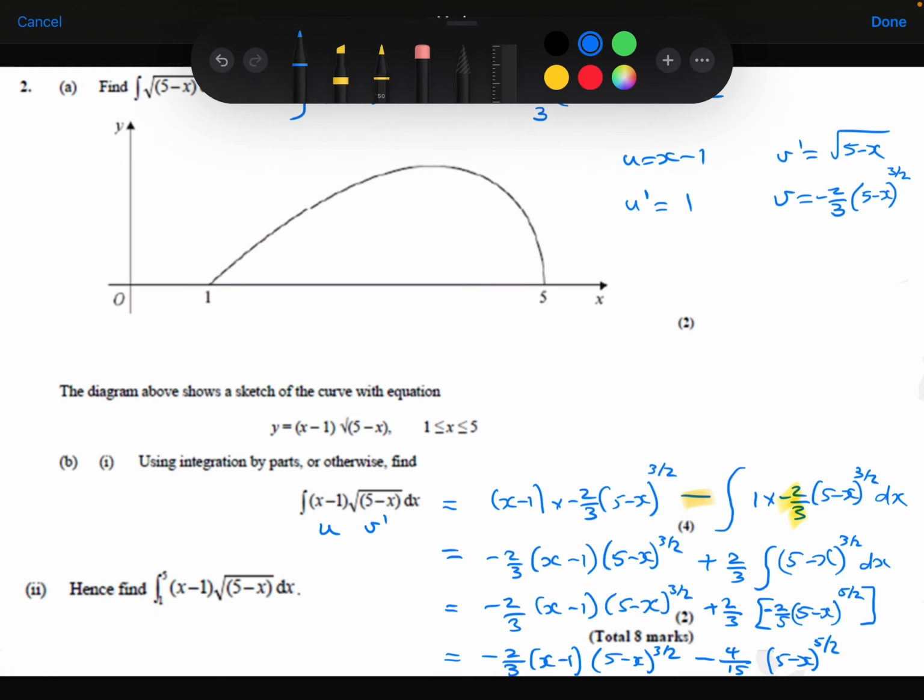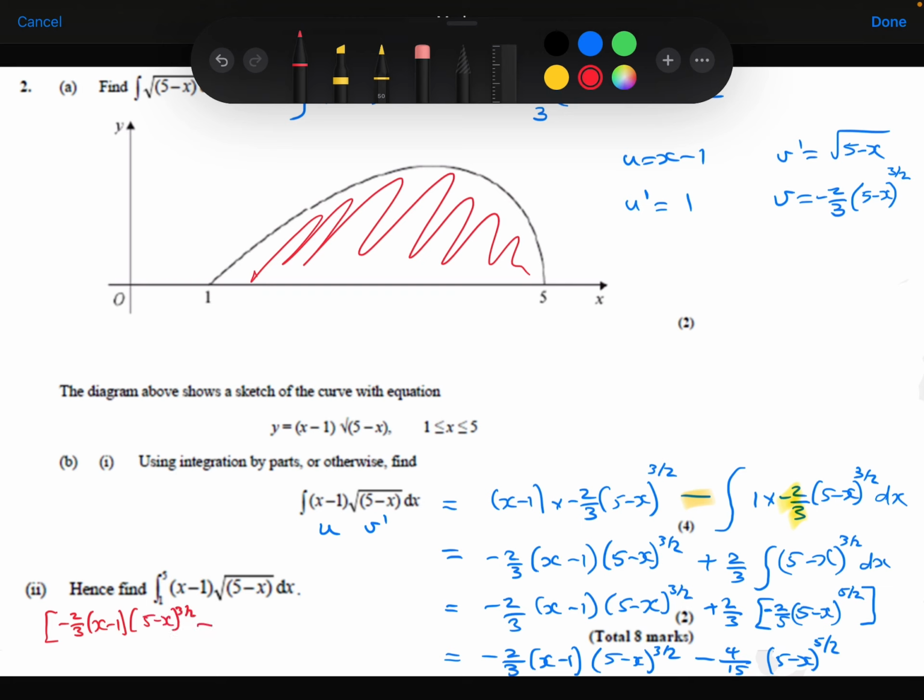And then finally for part II, hence find the integral from 1 to 5 of that same integral. So basically we're working out the area underneath here now. So I've already done the integration in part B. All I need to do now is take my answer from part B. So let me just copy that down. And then I just need to substitute my limits in. The limits being 5 and 1.